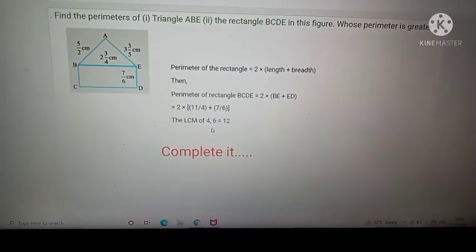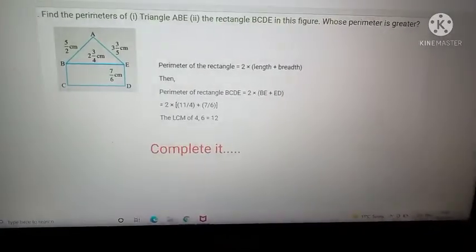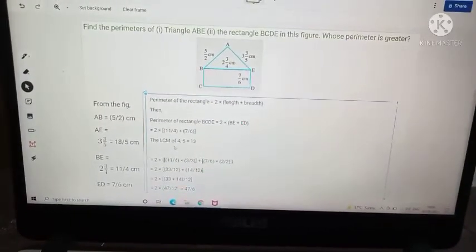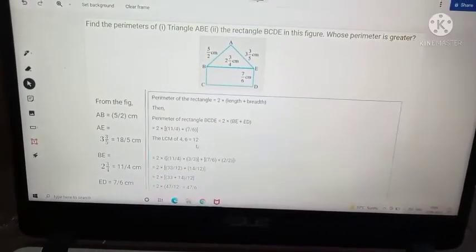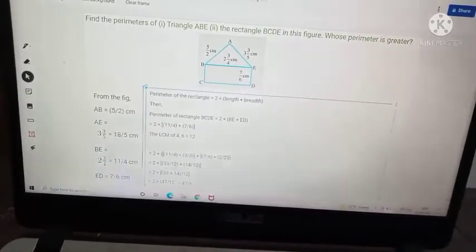We are taking the LCM of 4 and 6, that is 12. Can you complete it? Let's see. So we got the LCM of 4 and 6 as 12. Now we are going to change the denominators into 12.